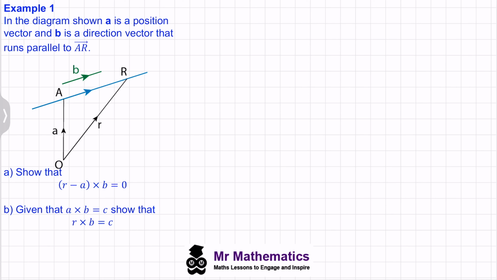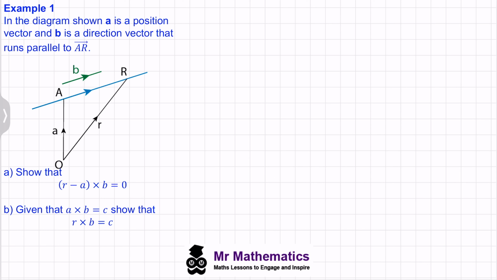Hello everybody, in this video we're going to look at how to find the equation of a line in the form r, which is any position on the line, minus a known position on the line, which we'll call a, crossed with the direction parallel to the line, which we'll call b. This is shown in this diagram here, where this is the point on the line, this is the direction parallel to AR, parallel to the line, and R is any point on the line.